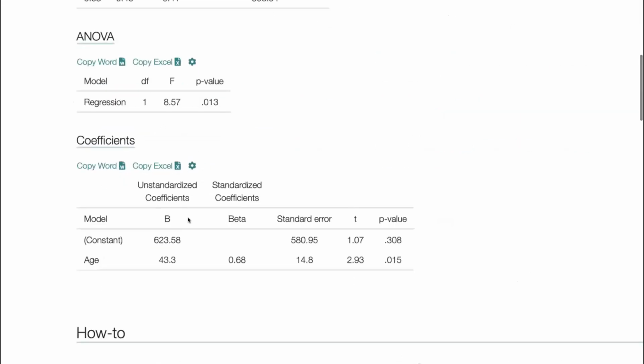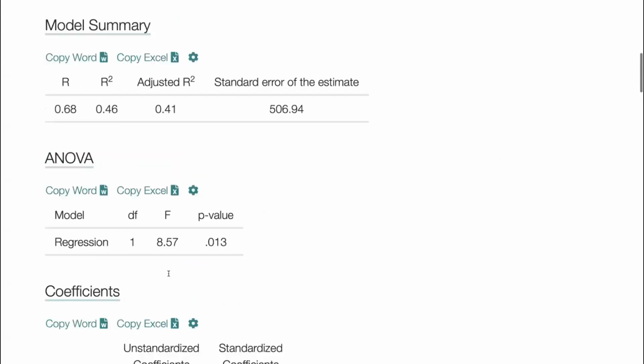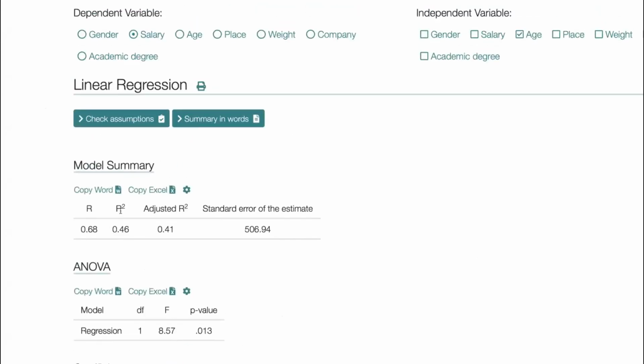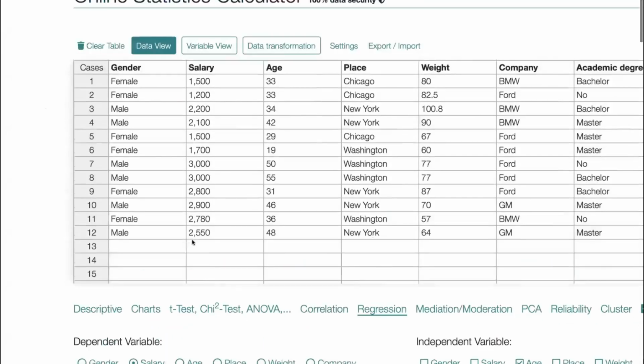In this model, y is equal to 43.3x plus 623.58, the constant. The 43.3 corresponds to the slope, the m. But you notice, class, you have here the R squared already. It's 0.46, not good also. Below 50%. Okay, so I think I can end there, but I want to discuss more.